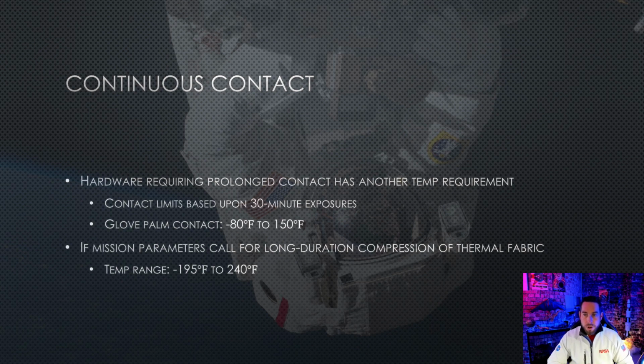Now, if mission parameters require long compression of thermal fabric, so if they're wedged in against something and it's compressing that thermal fabric, it decreases the distance from their body to the vacuum of space. Basically, it decreases the ability of the suit to distribute heat and cold. It makes the astronaut more susceptible to thermal injury. And so with that, anywhere else on the body, the temperature range is minus 195 to 240 degrees Fahrenheit. The glove has a lower range because the gloves are going to be a little bit thinner than the other fabric of the suit. So again, different temperature ranges depending on whether it's inadvertent contact, glove-palm contact, or compression of thermal fabric.